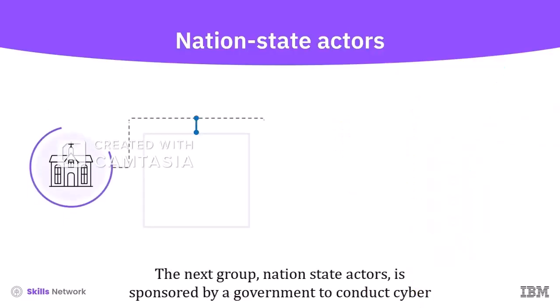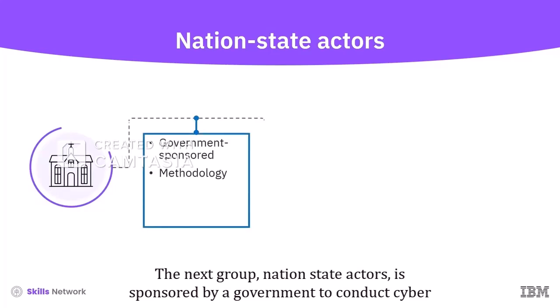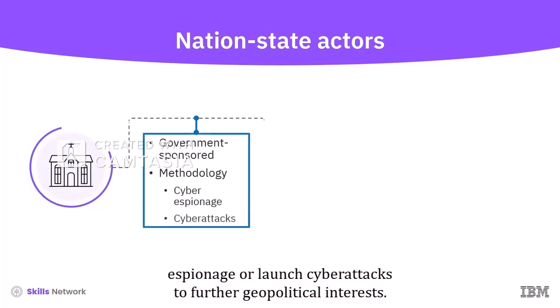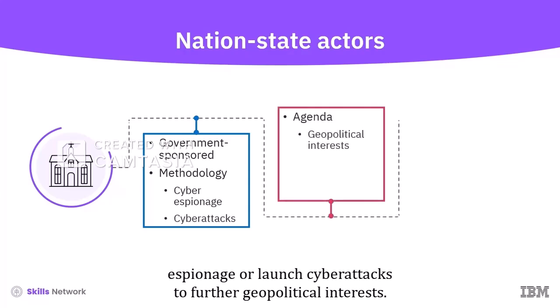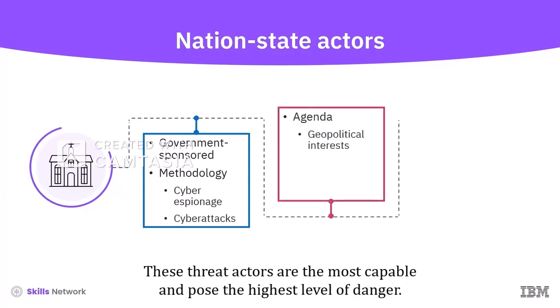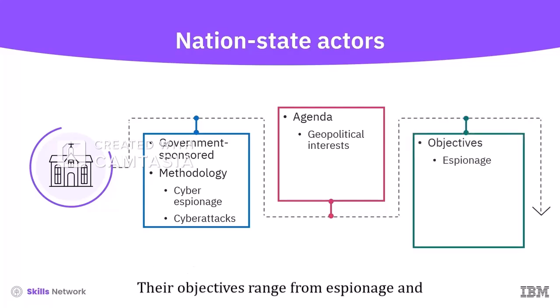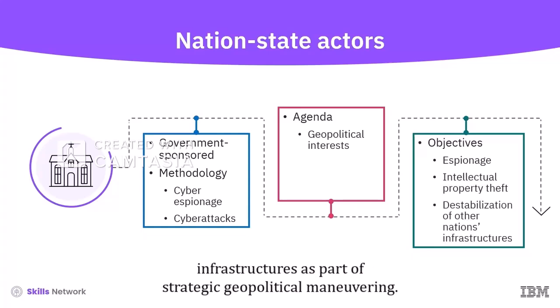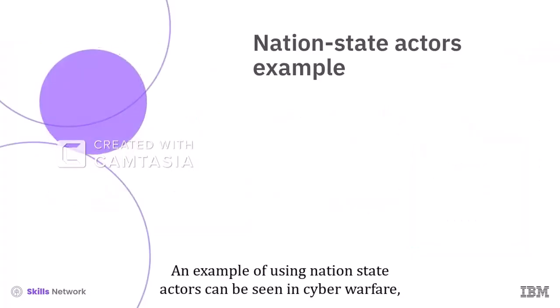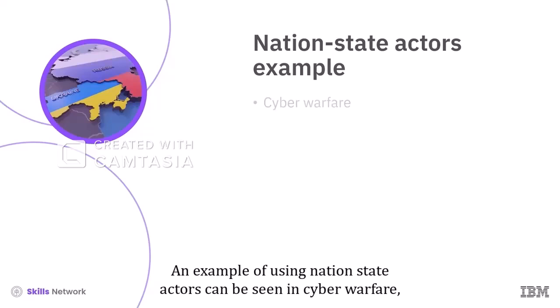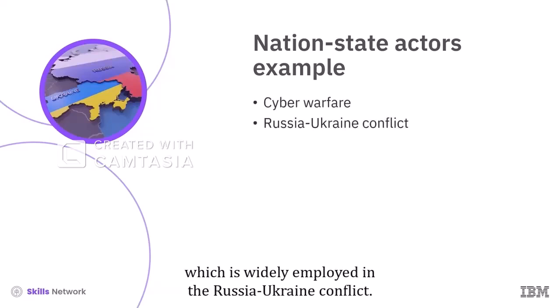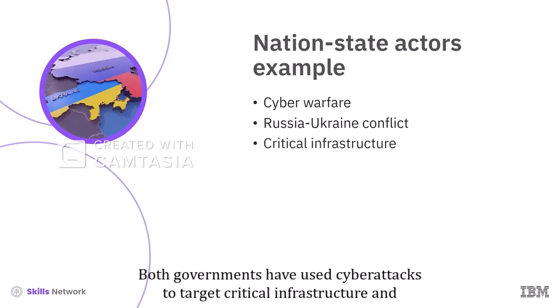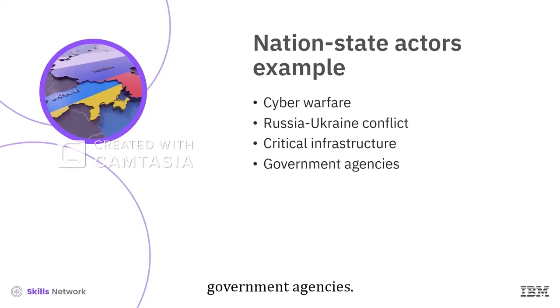The next group, nation-state actors, is sponsored by a government to conduct cyber espionage or launch cyberattacks to further geopolitical interests. These threat actors are the most capable and pose the highest level of danger. Their objectives range from espionage and intellectual property theft to destabilizing other nations' infrastructures as part of strategic geopolitical maneuvering. An example of nation-state actors can be seen in cyber warfare, which is widely employed in the Russia-Ukraine conflict. Both governments have used cyberattacks to target critical infrastructure and government agencies.